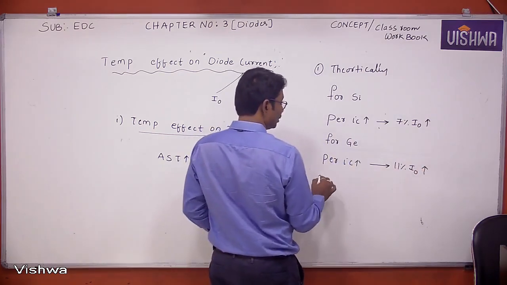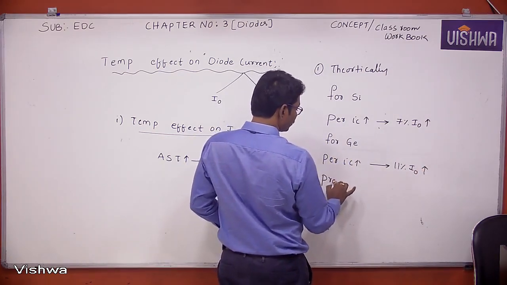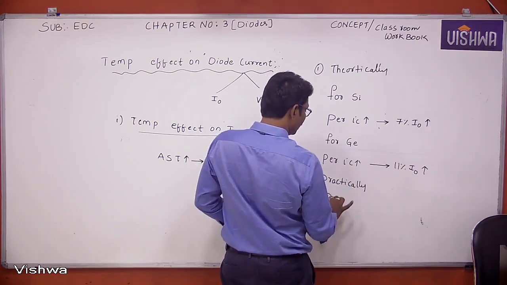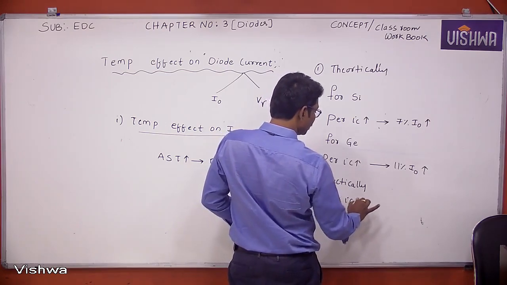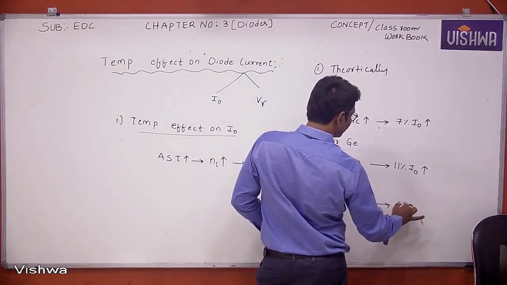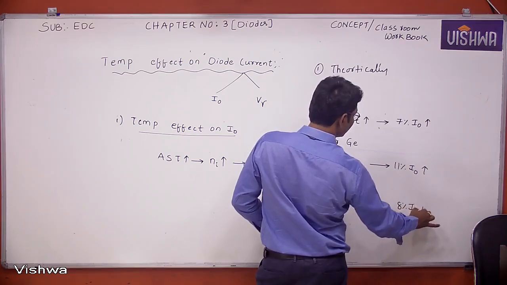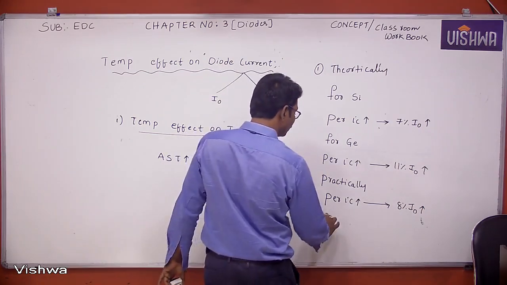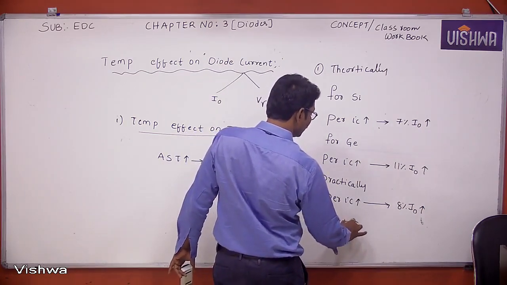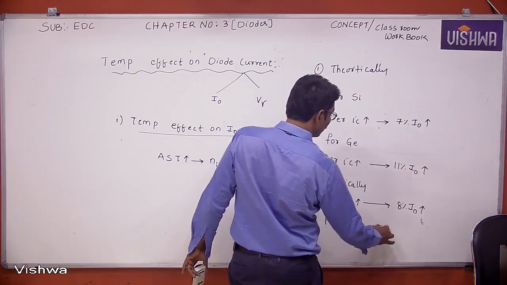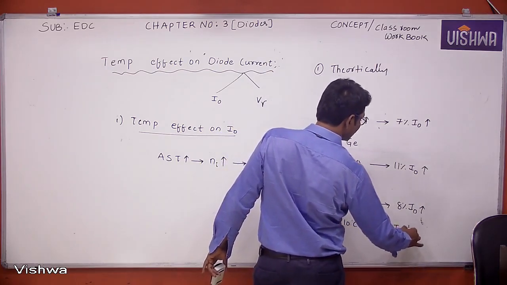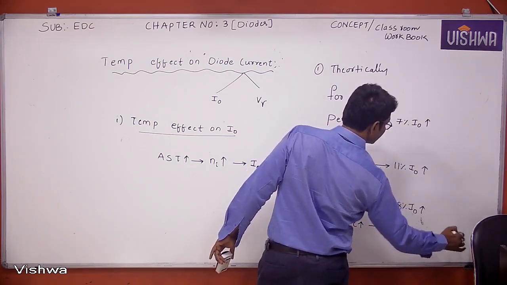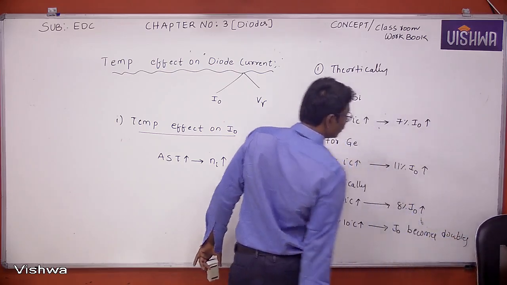This is theoretical. Coming to practical, per 1 degree rise of temperature, 8% of reverse saturation current is increased. Similarly, I will also define it per 10 degree rise of temperature. In a PN junction, per 10 degrees rise of temperature, the reverse saturation current doubles.